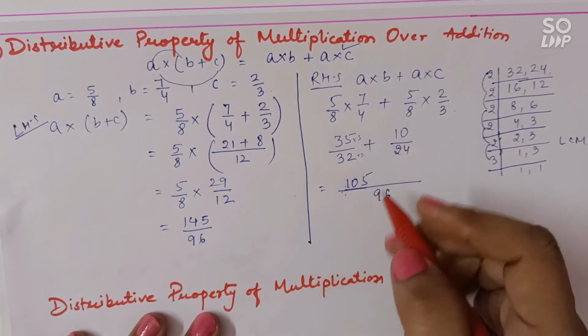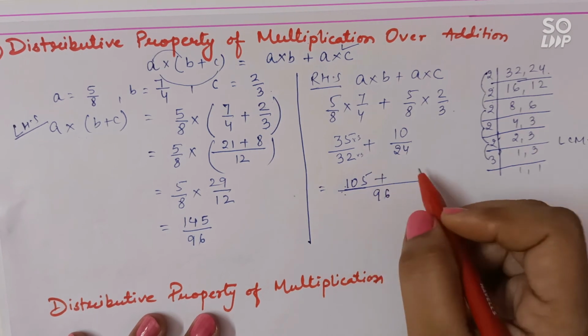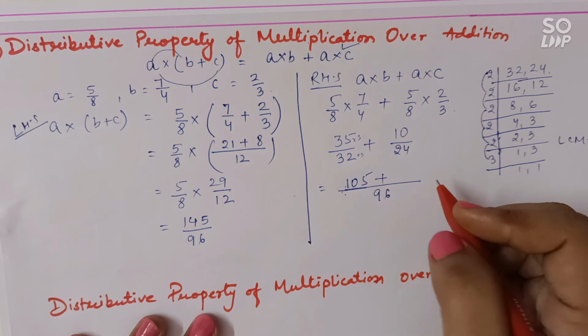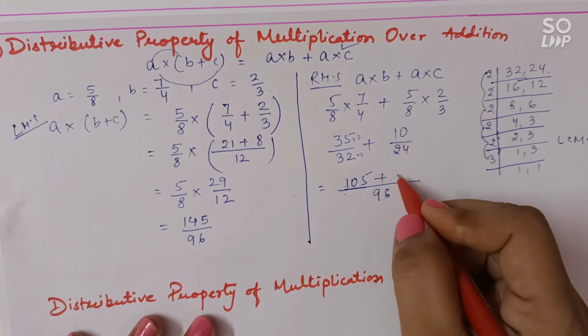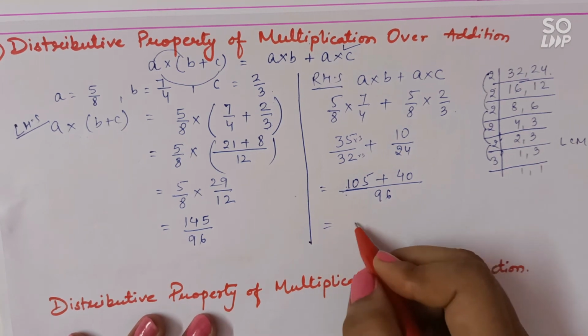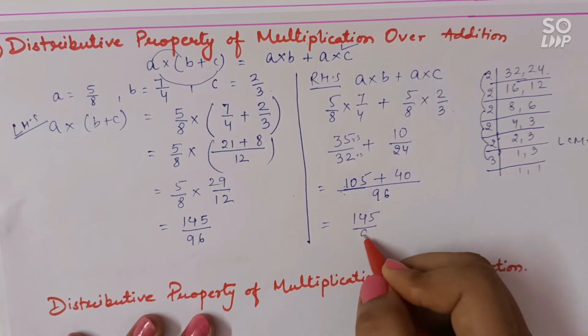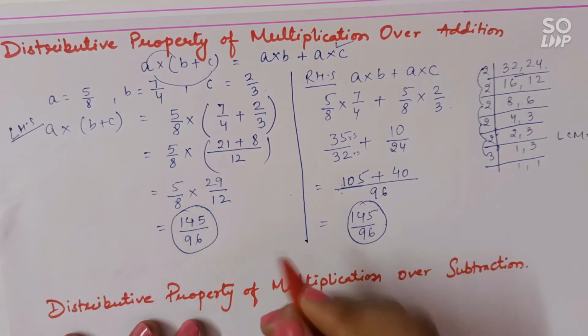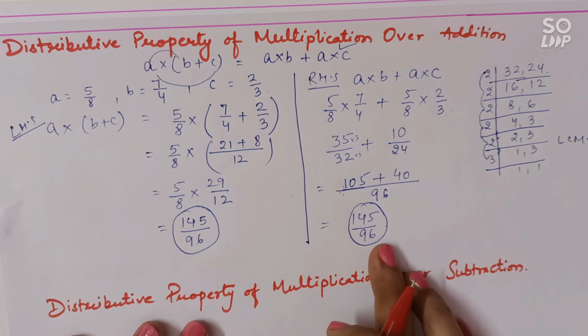5 3s are 15, 3 3s are 9, plus 1 is 10. So here 24 4s are 96, okay. So here 10 into 4 will do, we'll get 40. So finally our answer is 145 by 96. Yes, result is same. Okay, so we can say that multiplication of rational number is distributive over addition of rational numbers.